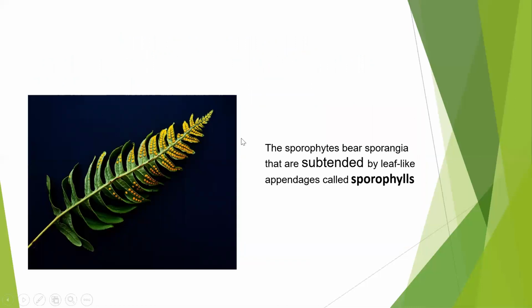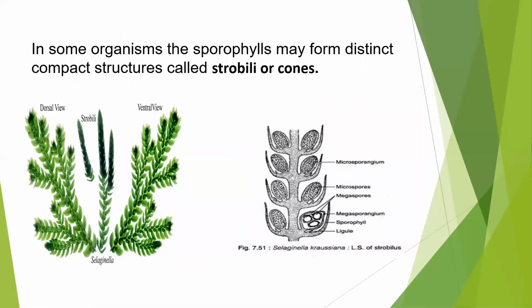Then see over here in these leaves, you can see these yellow dots. These are sporangia present on the leaves. And if the leaves bear sporangia, then such leaves are known as sporophylls. Many times these sporophylls form a compact structure. This compact structure is known as strobili or cone. You can see the cone over here.